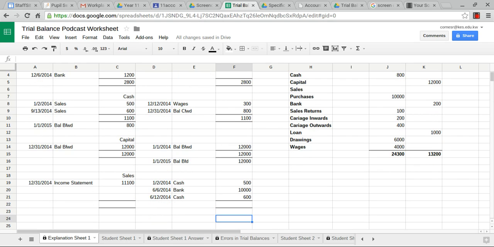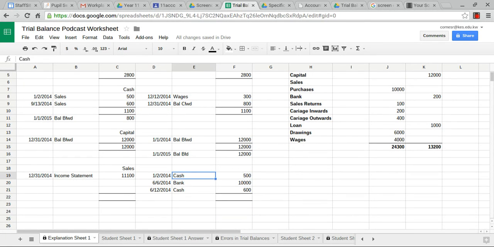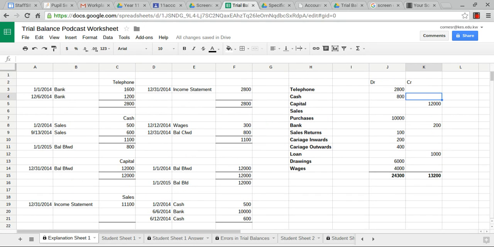Sales are a form of income, so the balance going to the income statement is going to be 11,100. If I now put this into the credit side of my trial balance, I'll just scroll it so you can see it all. 11,100. Fortunately, my trial balance now balances.